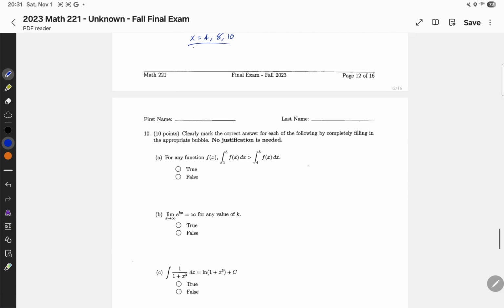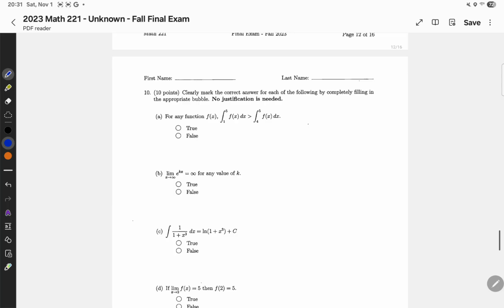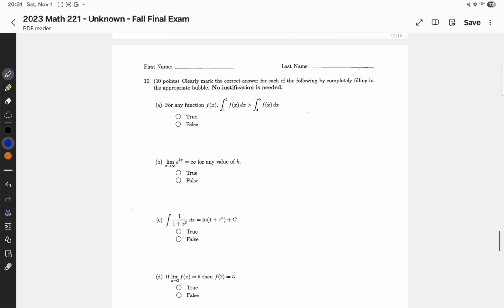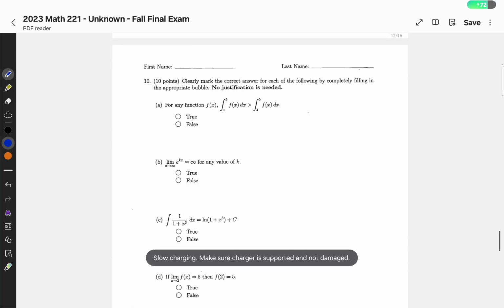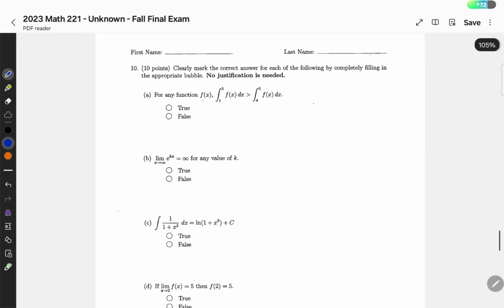So moving on to our final set of questions, I believe. Yep, Question 10, this is going to be some true-false questions. For this first one, part A, for any function f of x, the integral from 1 to 5 of f of x dx is strictly greater than the integral from 4 to 5 of f of x dx.